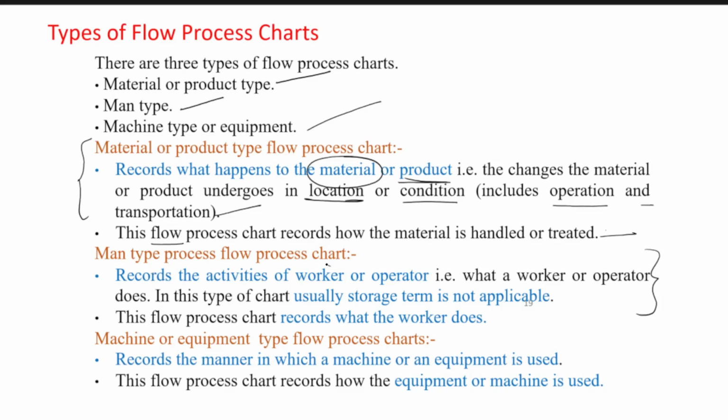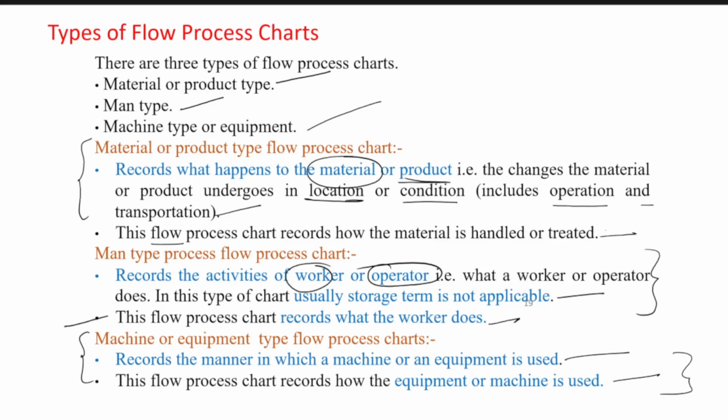Next is the man type of flow process chart. It records all the activities of the worker or operator. That is what a worker or operator is doing. In this type of chart, usually the storage term is not applicable because the man needs no storage. This flow process chart records what the worker does, as I mentioned. Then the machine or equipment type flow process chart records the manner in which the machine or equipment is used. This flow process chart records how the equipment or machine is used. So both the things are the same as written over here.